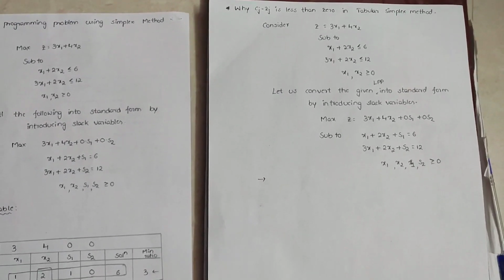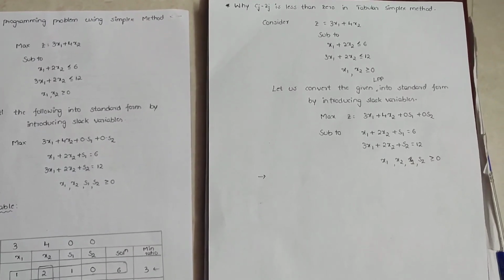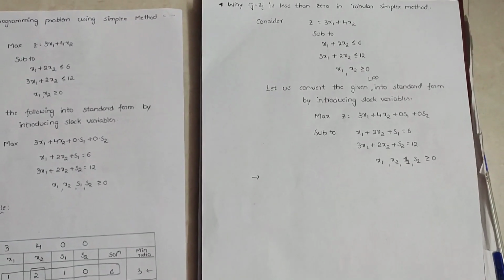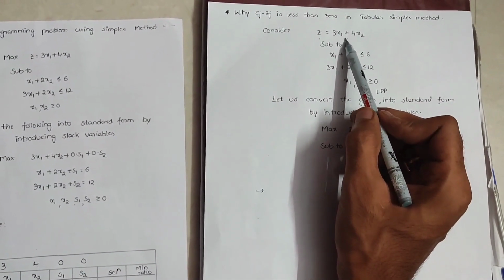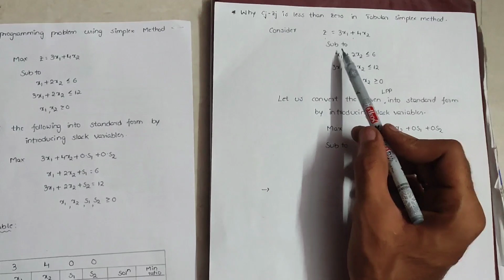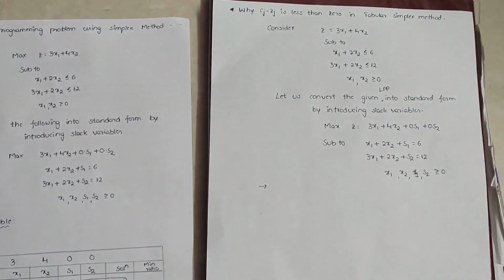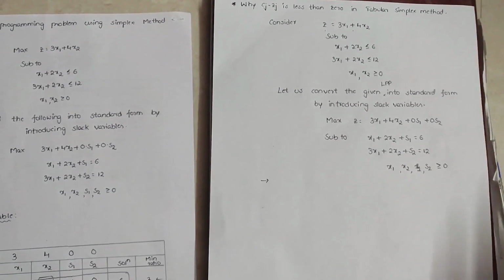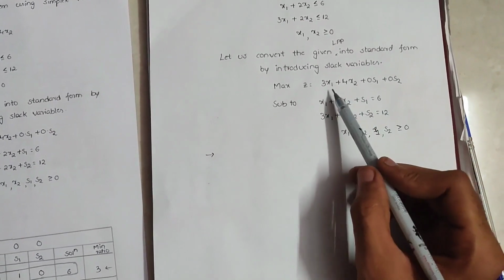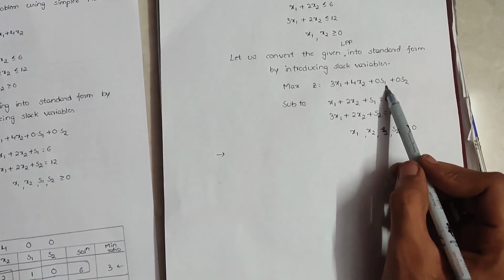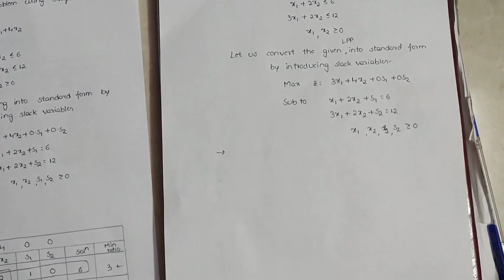So let us see why Cj minus Zj is less than 0 using a question using the algebraic simplex method. Whenever a problem z equals 3x1 plus 4x2 is subjected to some constraints, we first convert the linear programming problem into standard form by introducing slack variables. Here the maximum value of z is given by 3x1 plus 4x2 plus 0 into s1 plus 0 into s2. Here s1 and s2 are the slack variables.